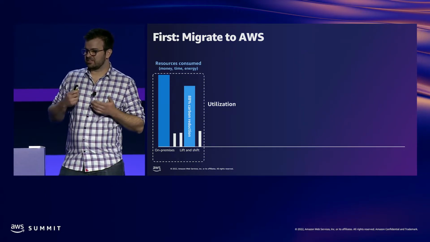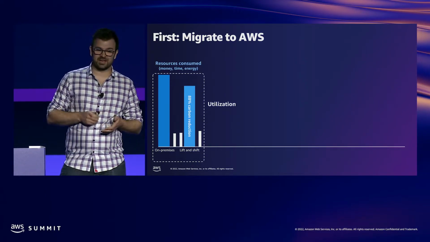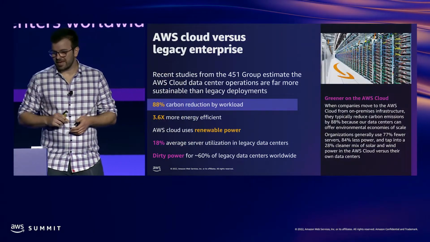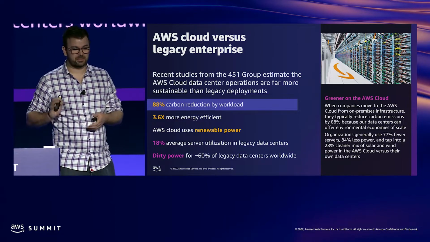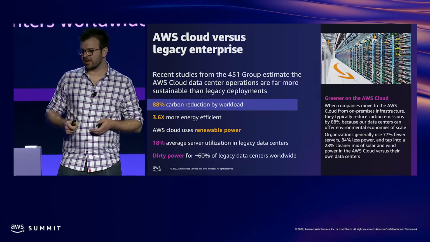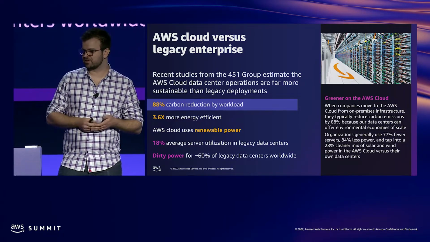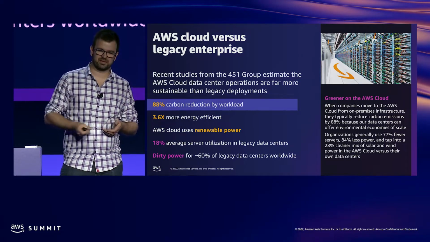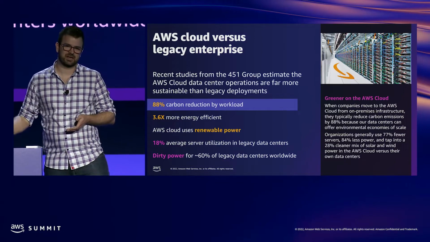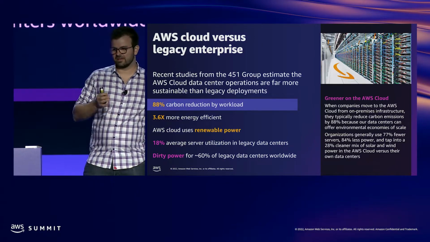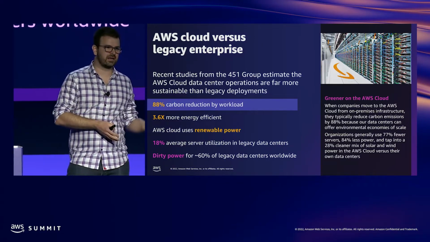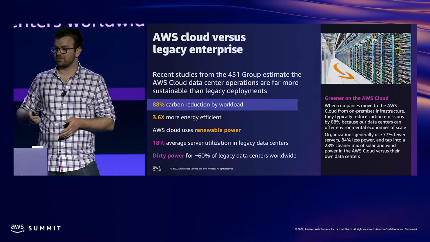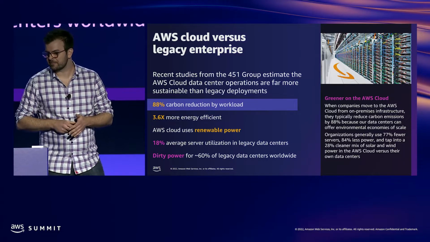But just by making this one step, you can actually significantly reduce your carbon emissions. And we know that because we've partnered with a couple of different research organizations. One of them is 451 Research, and they were able to determine that just by moving to AWS, so no other application optimization, just essentially a lift and shift from a traditional on-premise data center to AWS, you're able to reduce your carbon impact by 88%.